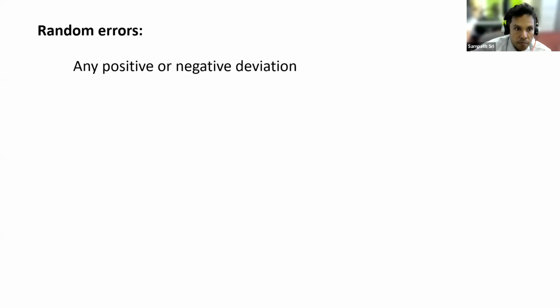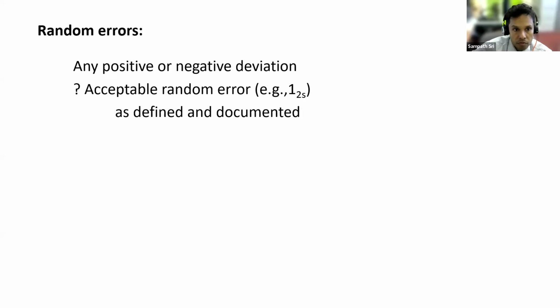So what are random errors? Random errors are any positive or negative deviations. If you see a random error, we have to see whether it is within the acceptable limit, or considered an acceptable random error, as in the 1-2S rule, which we consider a warning rule. So these acceptable errors we need to define before implementing the QC process.